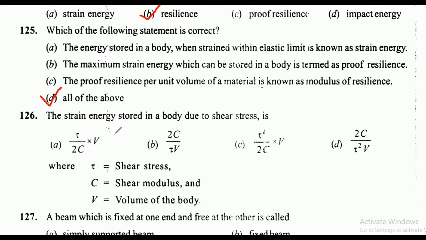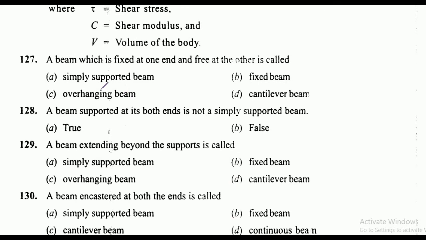Next is the strain energy stored in a body due to shear stress is. Here, friends, these are the options where tau is equal to shear stress, C is equal to shear modulus, V is the volume of the body. Here, friends, correct answer is option C, that is tau square upon 2C into V. Next is question 127. A beam which is fixed at one end and free at the other end is called. Here, friends, these are the options, and here correct answer is option D, that is cantilever beam.